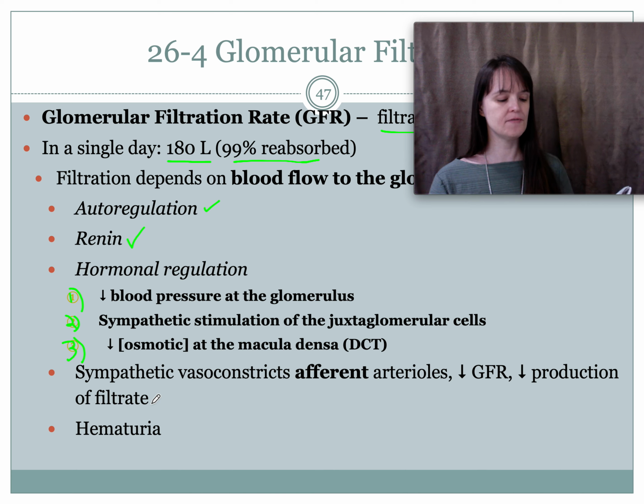Sympathetic activation vasoconstricts the afferent arterioles, the ones going in, which decreases the GFR. And this slows the production of filtrate. It overrides local regulations to save fluid, which makes sense for sympathetic because if you're running for your life, now is not the time to spend a lot of energy filtering things.